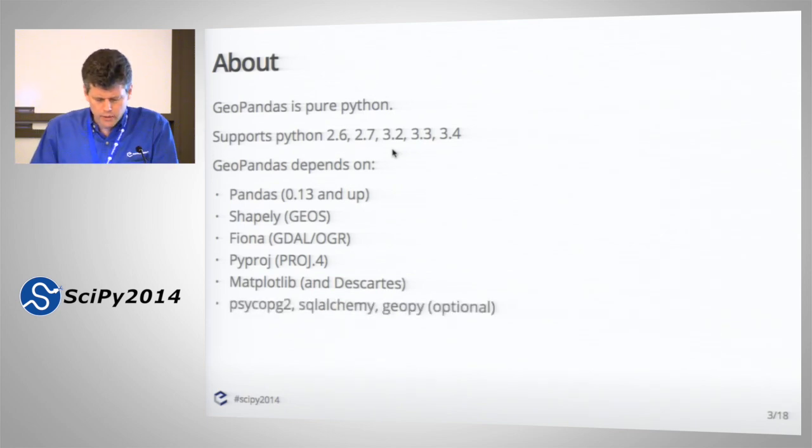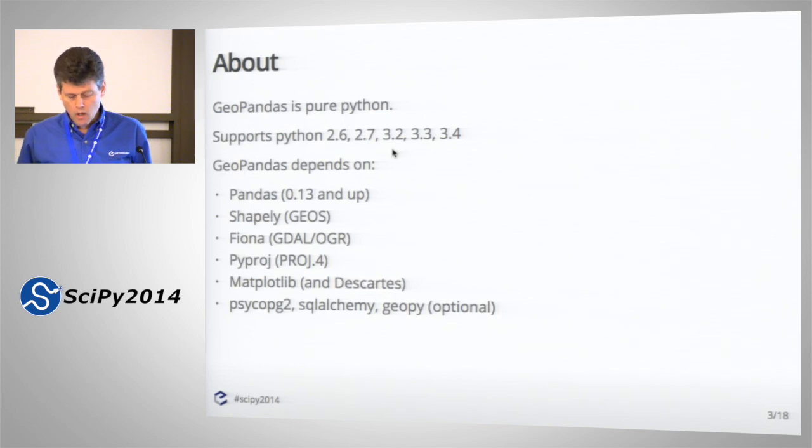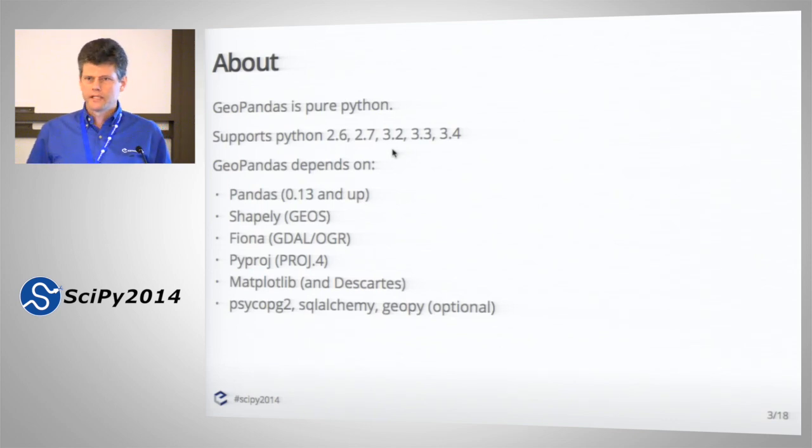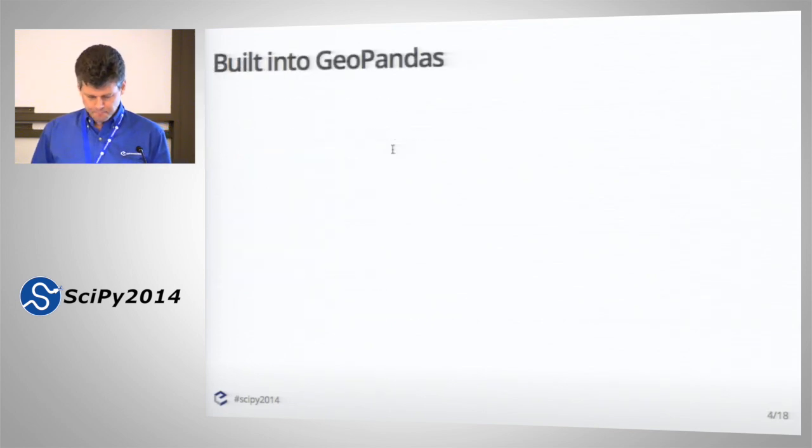And then there are some optional things to connect to the PostGIS database. You can use these libraries to do that connection, and GeoPy does geocoding, and I'll talk a little bit about that. All of these things you can install and work with directly, and that's no problem. GeoPandas is meant to be a high-level tool that makes it easy and seamless to leverage the infrastructure of all these things and work with them interactively, in a quick, easy way.